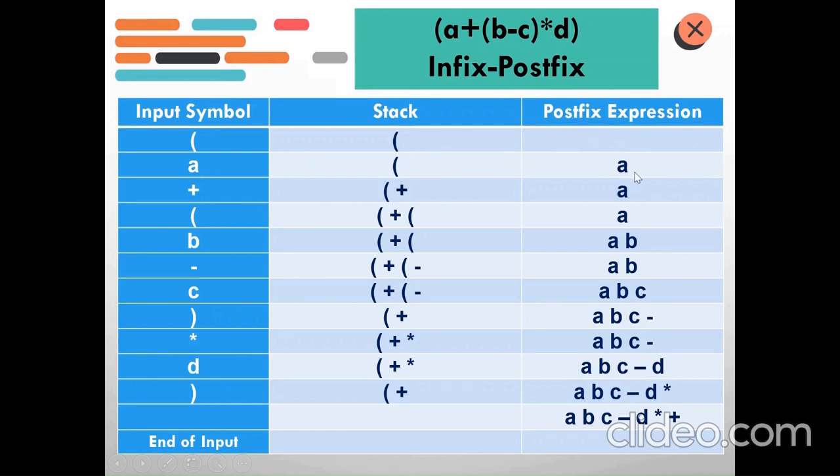Then comes A, which would go to the postfix expression. Then comes the operator plus, it would go to the stack, and the postfix expression will have A only. Then it is the turn of the opening bracket and it would again be pushed onto the stack. Then B would be inserted into the postfix expression array. Similarly, for minus, since it is an operator, it would be pushed onto the stack.